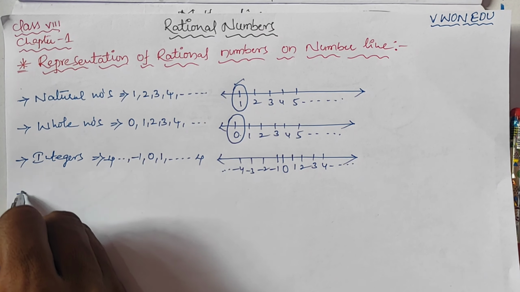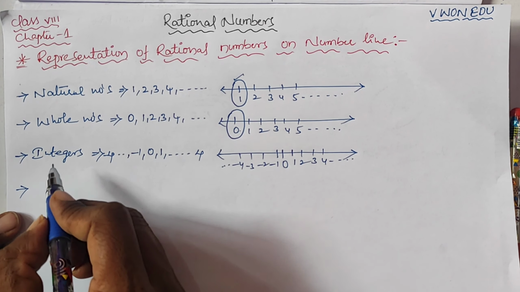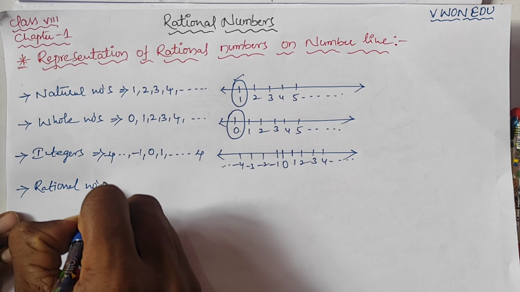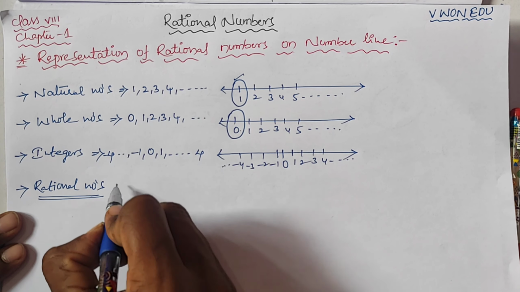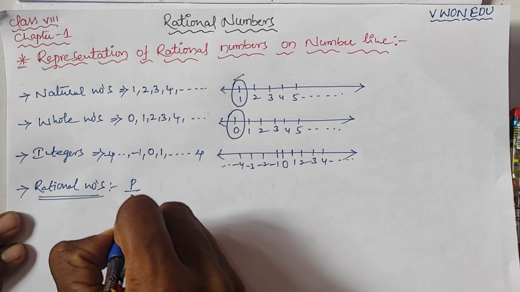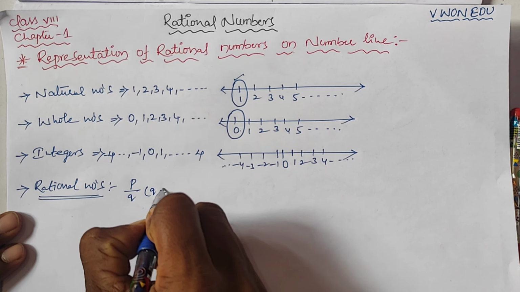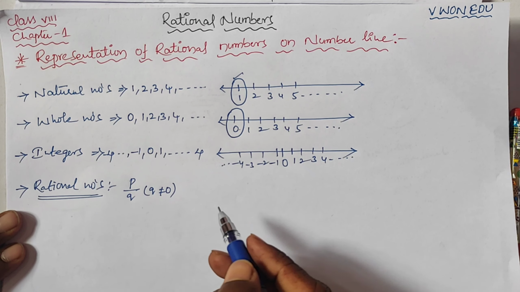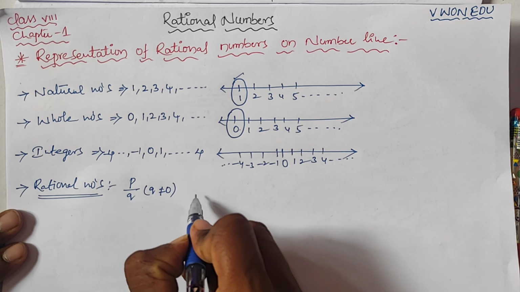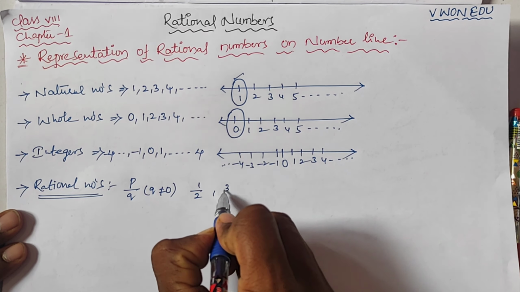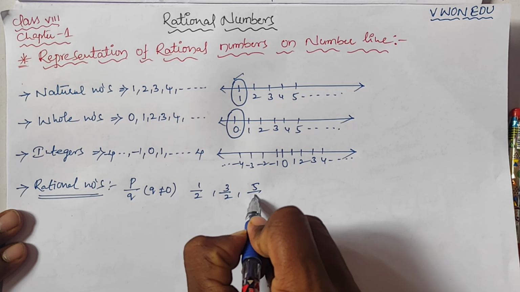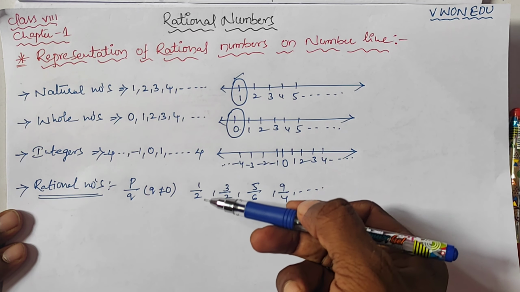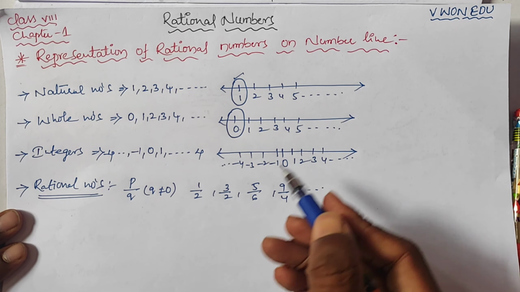Now in this class we are going to discuss rational numbers. So what are rational numbers? The numbers which can be expressed in the form of p by q, where q is not equal to 0, and p, q are any integers. Suppose consider 1 by 2, 3 by 2, 5 by 6, 9 by 4 and so on. The numbers which can be represented in the form of p by q, these are all rational numbers.